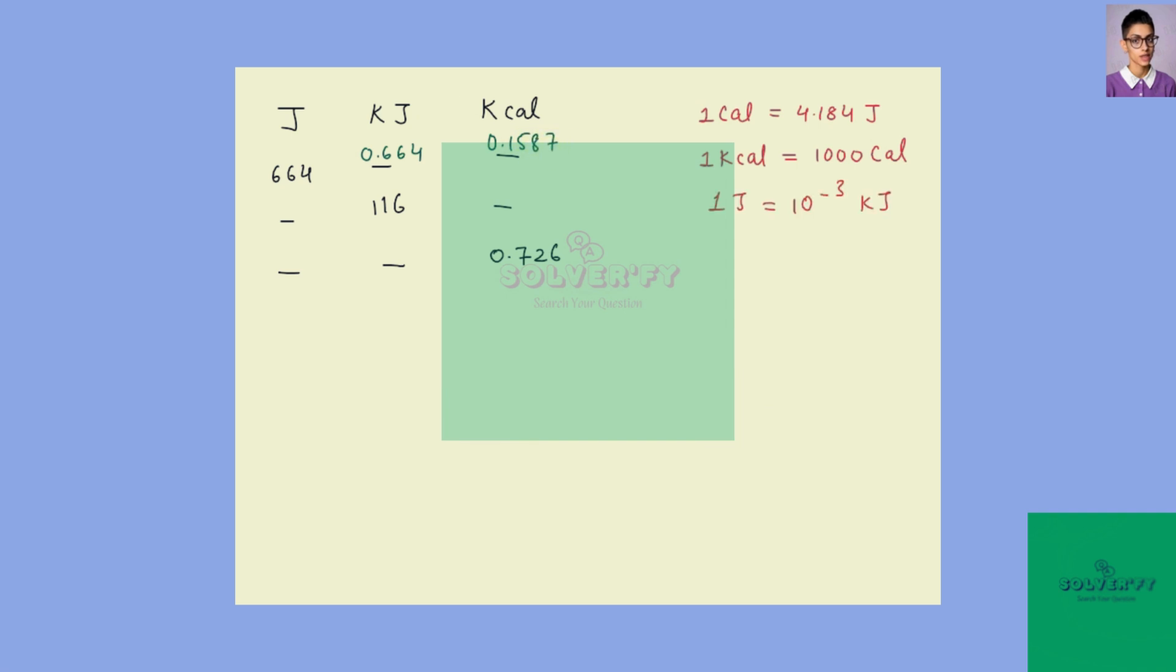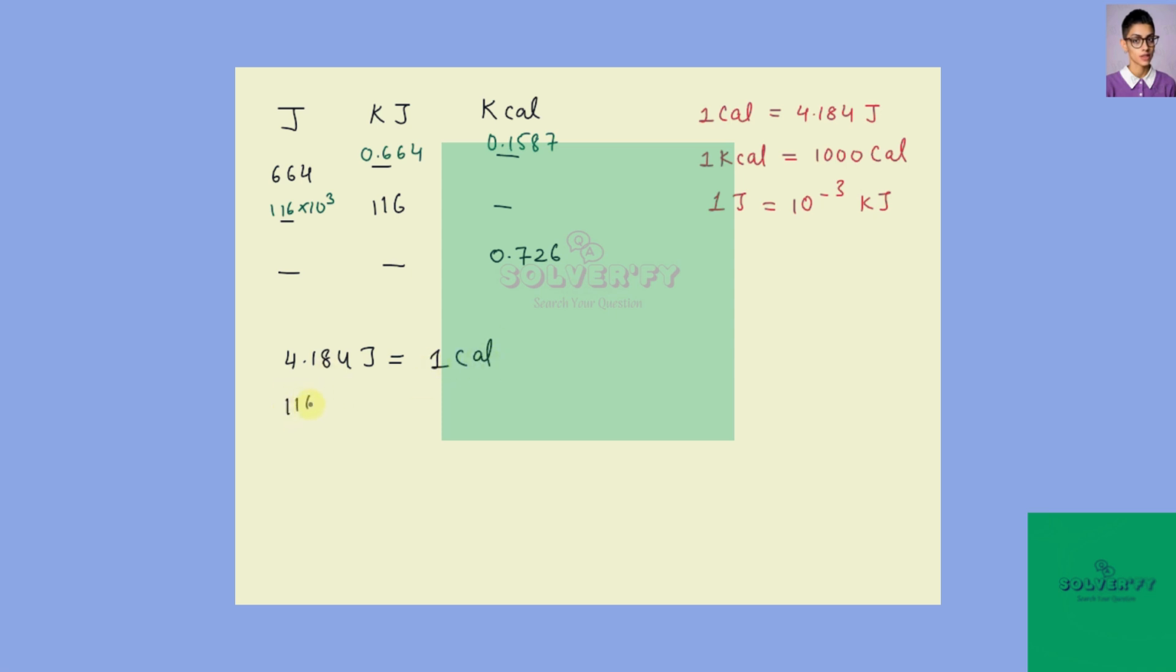0.1587. Now for this second row we are having the kilojoule value 116. Now we need to convert it into joule. We need to multiply this value by 1000. On doing so, we are getting 116 into 10 raised to power 3 joule. Now we need to convert this kilojoule value into kilocalorie. We can use the joule value. We can say that 4.184 joule will be equal to 1 calorie.